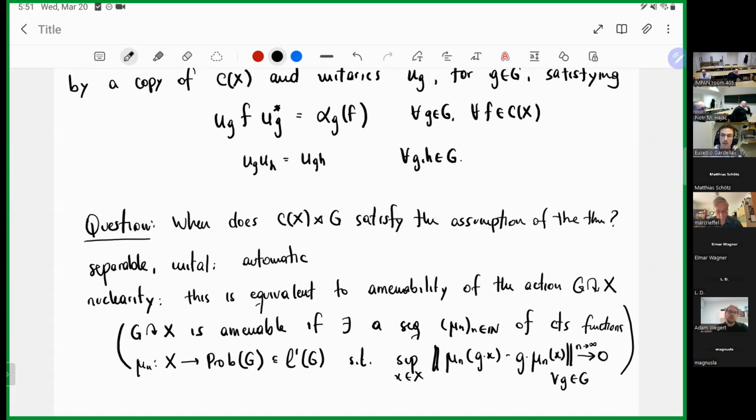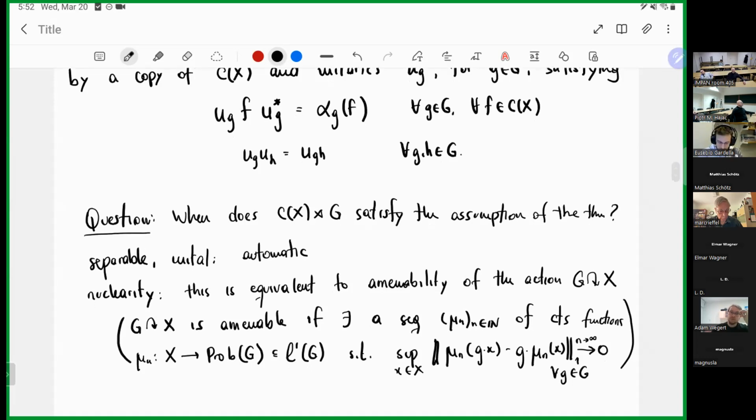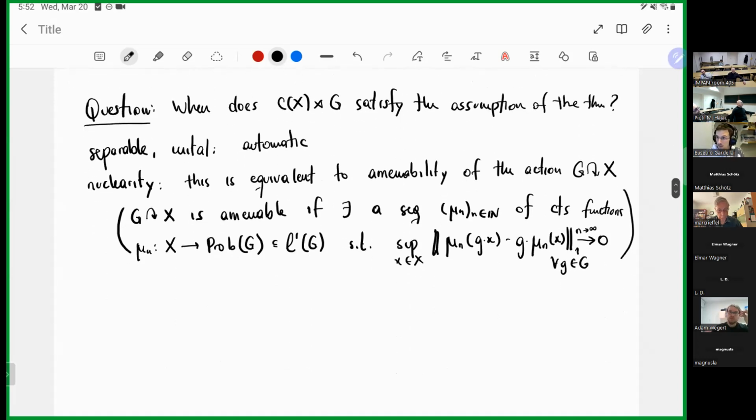Right, and the group G acts on the measures on G because it acts on L1 of G by convolution. You're saying that if you compare the measure that you get on gx and g times the measure that you get on x, asymptotically these are the same, in the L1 norm of the difference. G acts on these measures via push forward, transport of measure, which is conceptually also the convolution with the Dirac measure. Right. So this is amenability for actions.